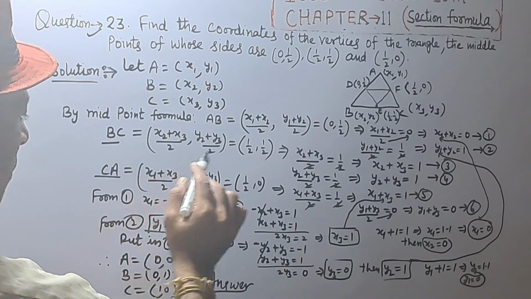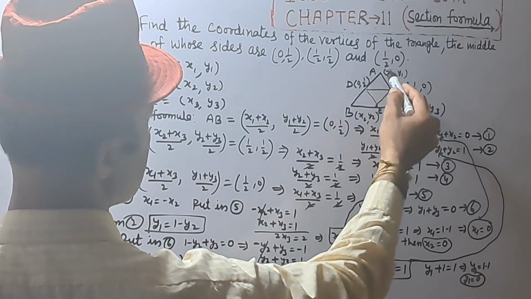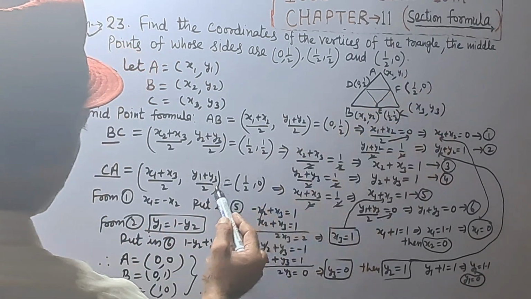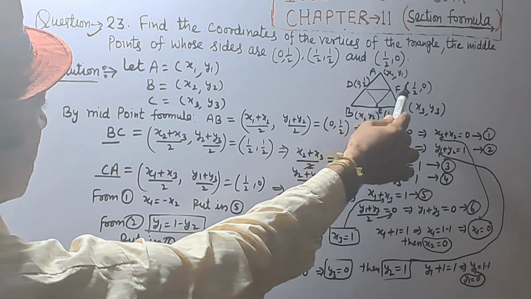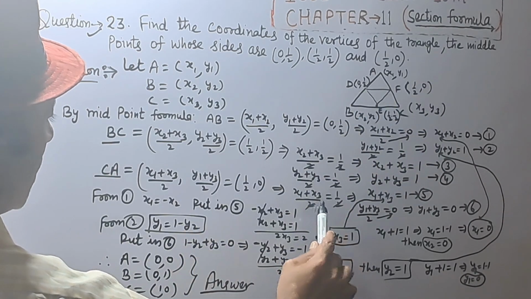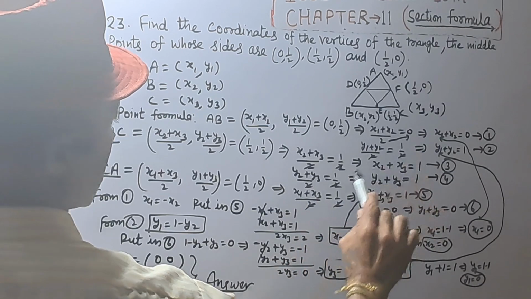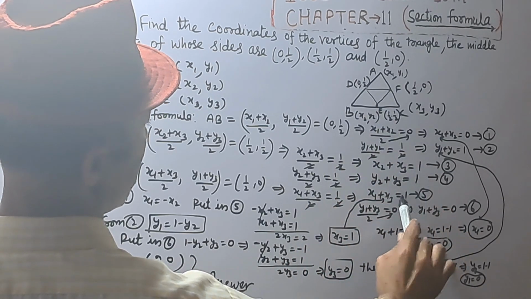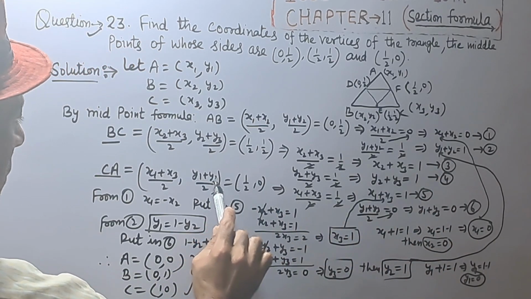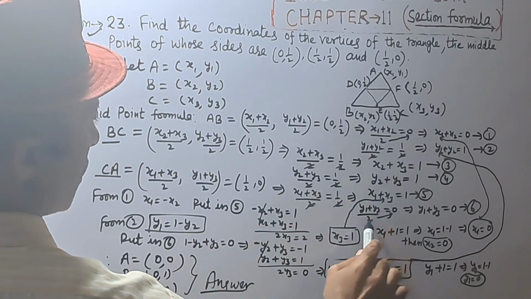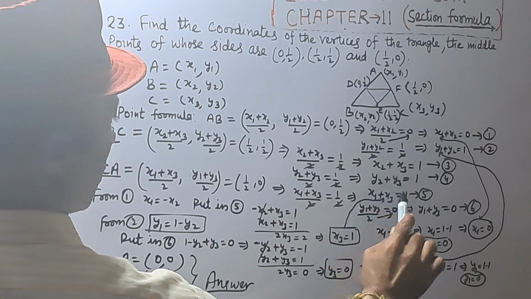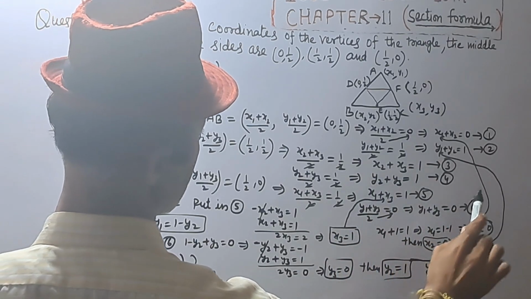And by midpoint formula, CA, that is x1 plus x3 upon 2 comma y1 plus y3 upon 2 is equal to 1 by 2 comma 0. First point is 1 by 2, 2 is cancelled and x1 plus x3 is equal to 1. It's equation 5. And y1 plus y3 upon 2 equal to 0, 2 multiply by 0, this will be 0, and y1 plus y3 is equal to 0.